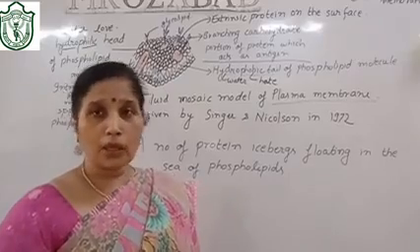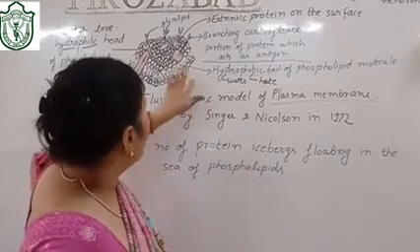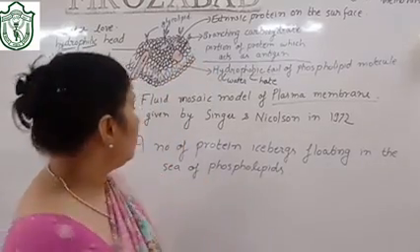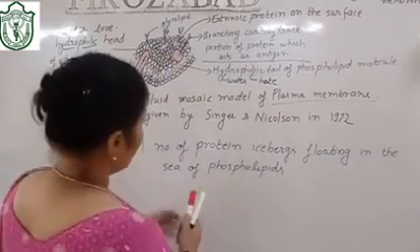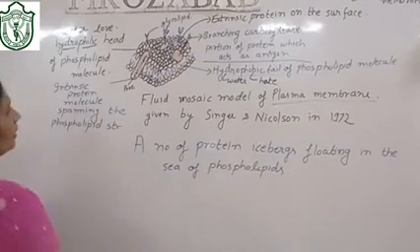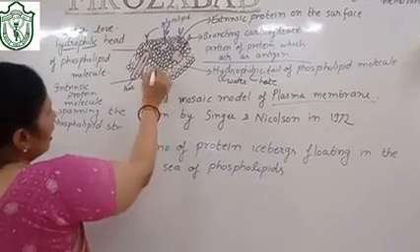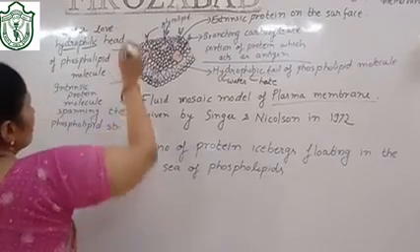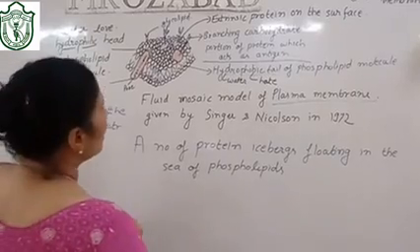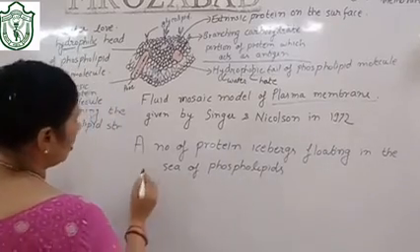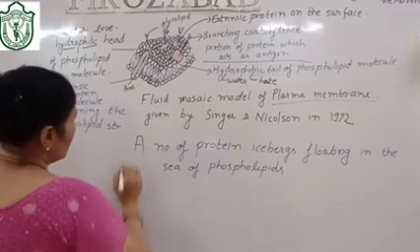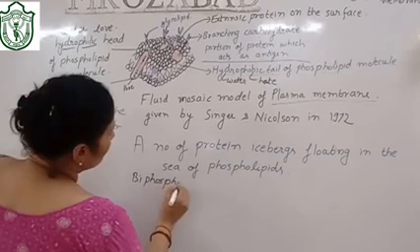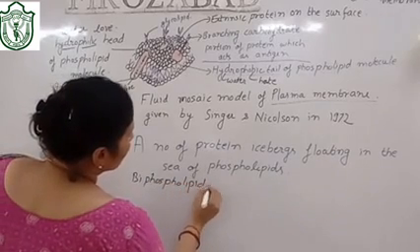Now till now we have understood that it is a bi-phospholipid layer. Bi means two. So I am writing here that it is a bi-phospholipid layer.